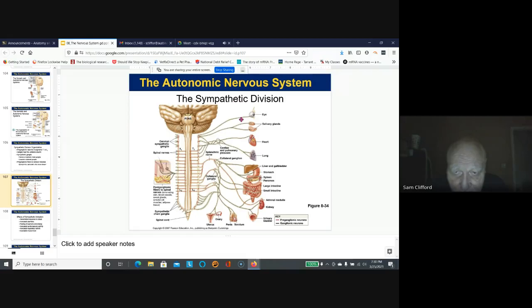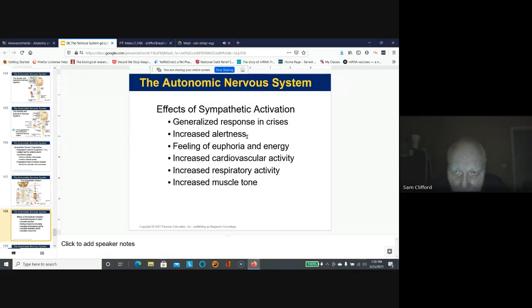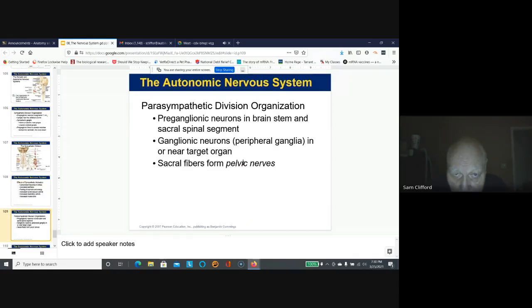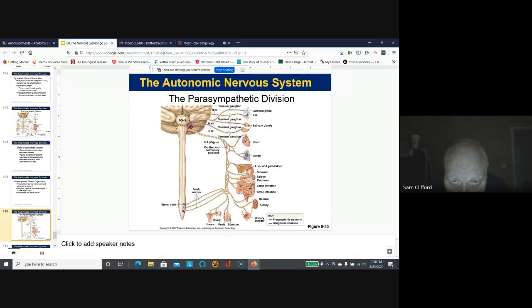So this whole division is involved in dealing with crises, being alert, feeling of euphoria, a drug-free high, heart function, breathing function, and muscle tone. Then we have the parasympathetic division, which originates in the cranial portion of the brain and the sacral portion right here. So notice that there are preganglionic neurons and ganglionic neurons.